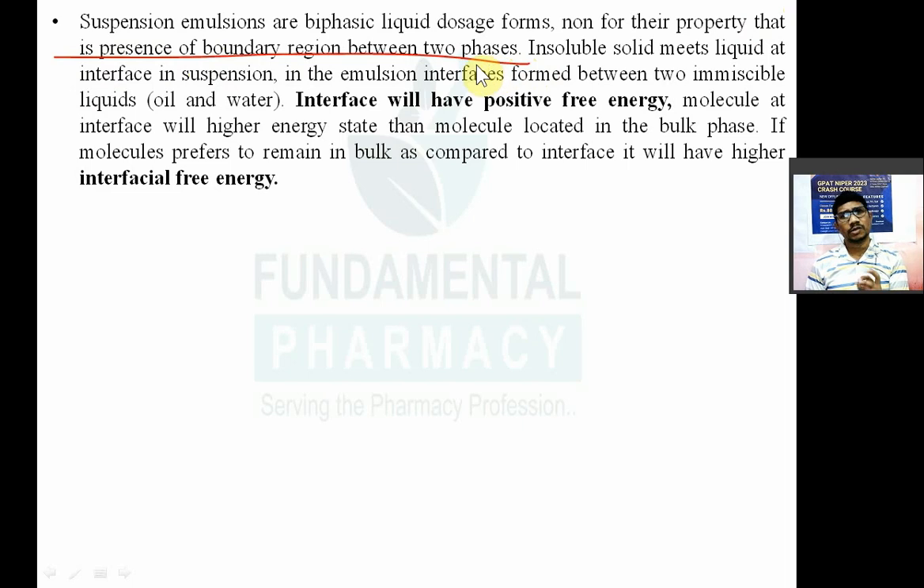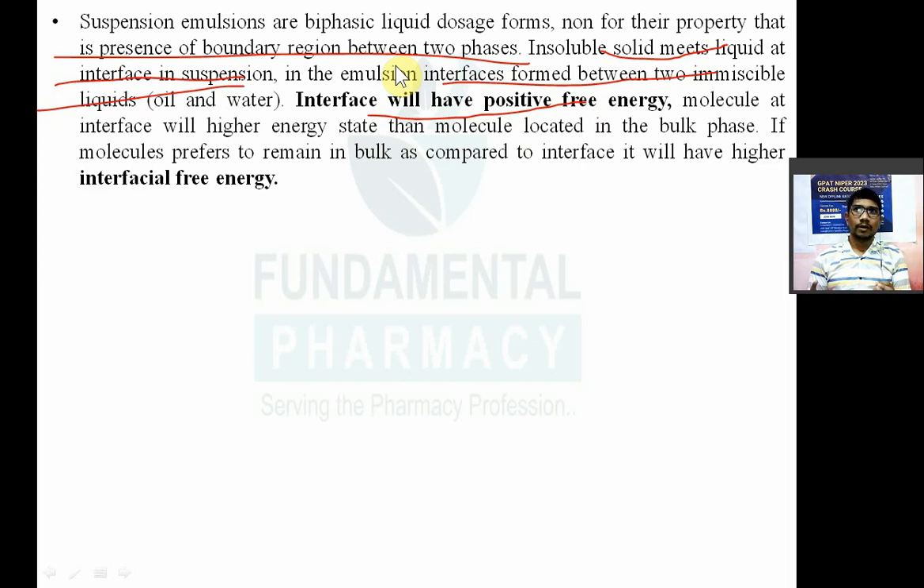In case of suspension, insoluble solid will meet a liquid at an interface. In case of emulsion, an interface is formed between two immiscible liquids, for example oil and water. The interface will have positive free energy. The interface will have positive free energy, and that is plus, not minus.